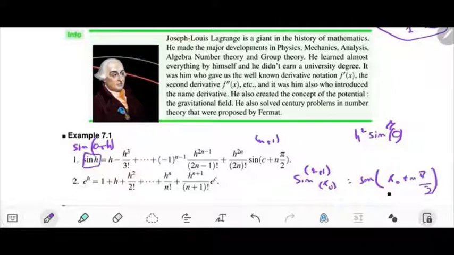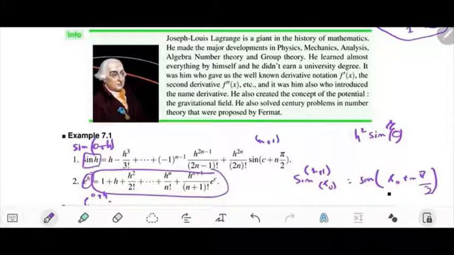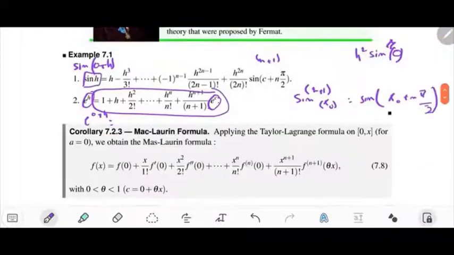If you take the function exponential of h, so exp(0+h), you apply the formula, try to do it, you will obtain this kind of function. And of course the derivative of the exponential function is e^x, so at the point c it's e^c.